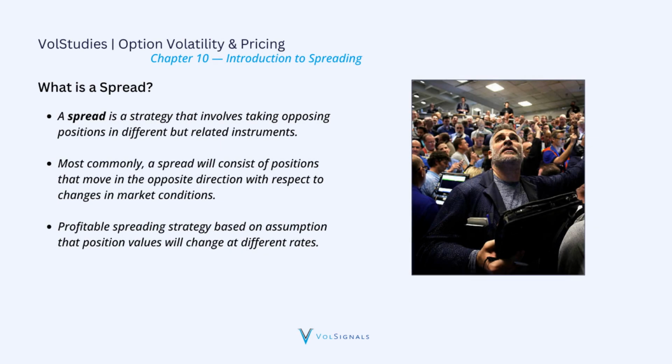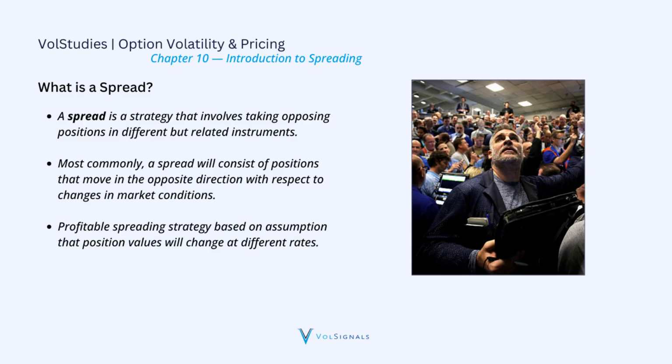What is a spread? Generally speaking, a spread is a strategy that involves taking opposing positions in different but related instruments. This is important. Spreads generally involve offsetting risk. In fact, when you make a trade where the two legs compound risk instead of offset it, it's literally called a stupid and not a spread. You can imagine yourself why that is.